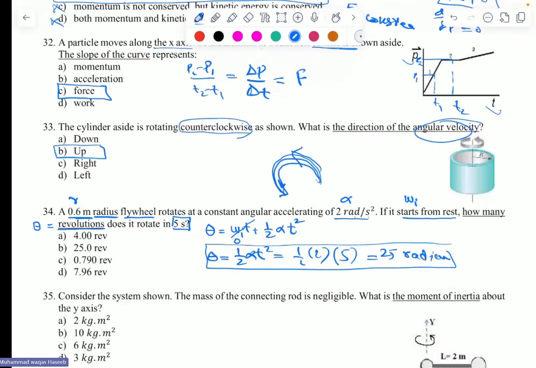Each revolution contains 2 pi. So this theta in radians has to be divided by 2 pi. When you divide it by 2 pi, you will get the number of revolutions. Okay. So the revolutions you will get are 3.976 approximately, which is equal to 4 revolutions.